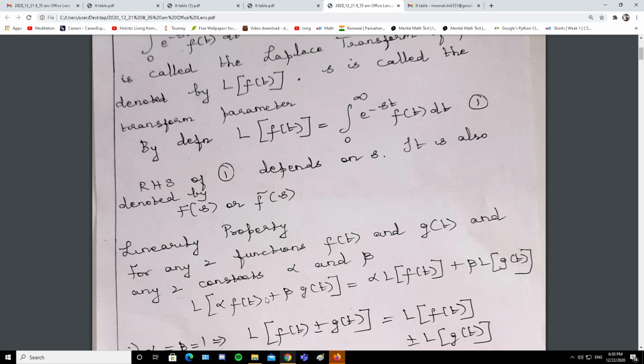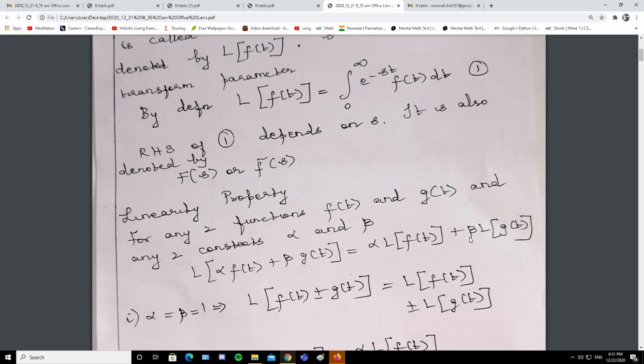So it is similar to the sum rule of differentiation. The derivative of the sum equals the sum of the derivatives. In the same way, Laplace of the sum equals the sum of the Laplace transforms. So you don't have to learn the proof for this. Remember this property: Laplace of the sum equals the sum of the Laplace transforms. You have learned this linearity property in Fourier transform and Z transform.